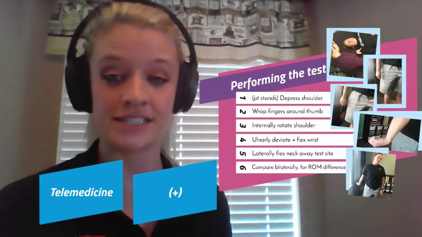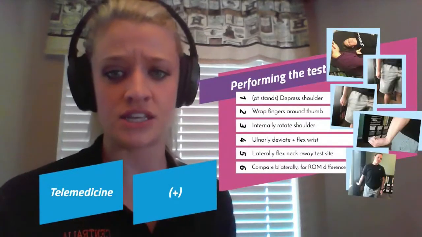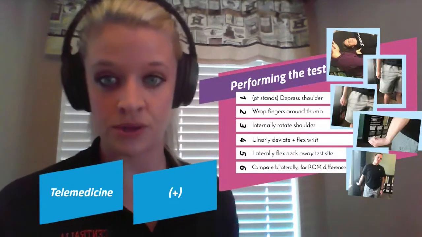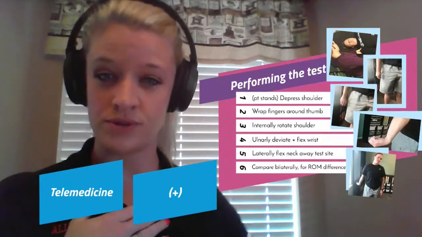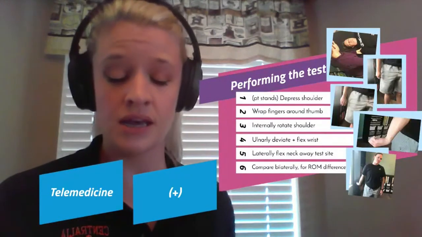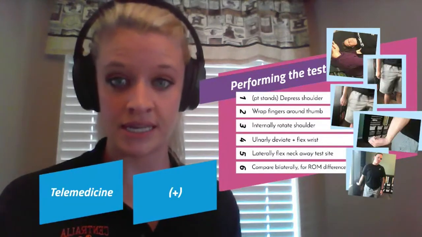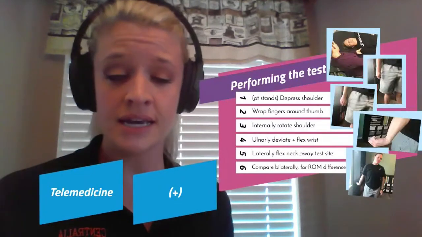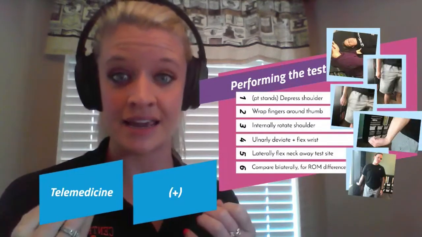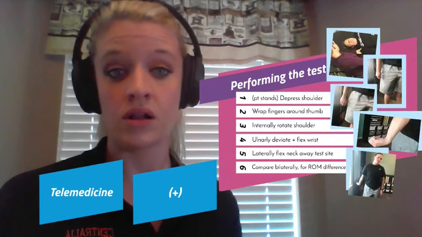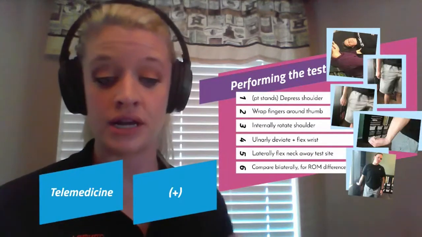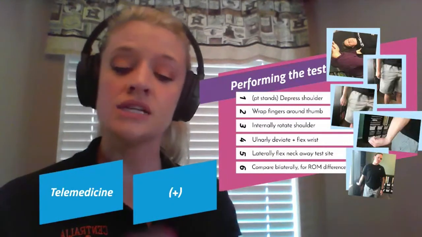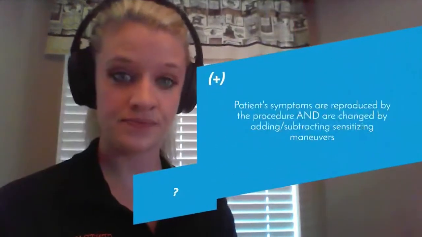Now, before I move into the positive test, I do want to make mention that this is one of those tests that you are able to easily do over telemedicine. Of course, you'd have to adjust your instructions so that the patient really understands what you want them to do and what positions you want them to be in. You also need to make sure that you are able to see the different positions and the abnormalities that they are presenting, so that you can compare bilaterally. But other than that, this is a resource that you can utilize while engaging in a telemedicine encounter for people enduring neurological symptoms. So let's move back into what a positive test means.